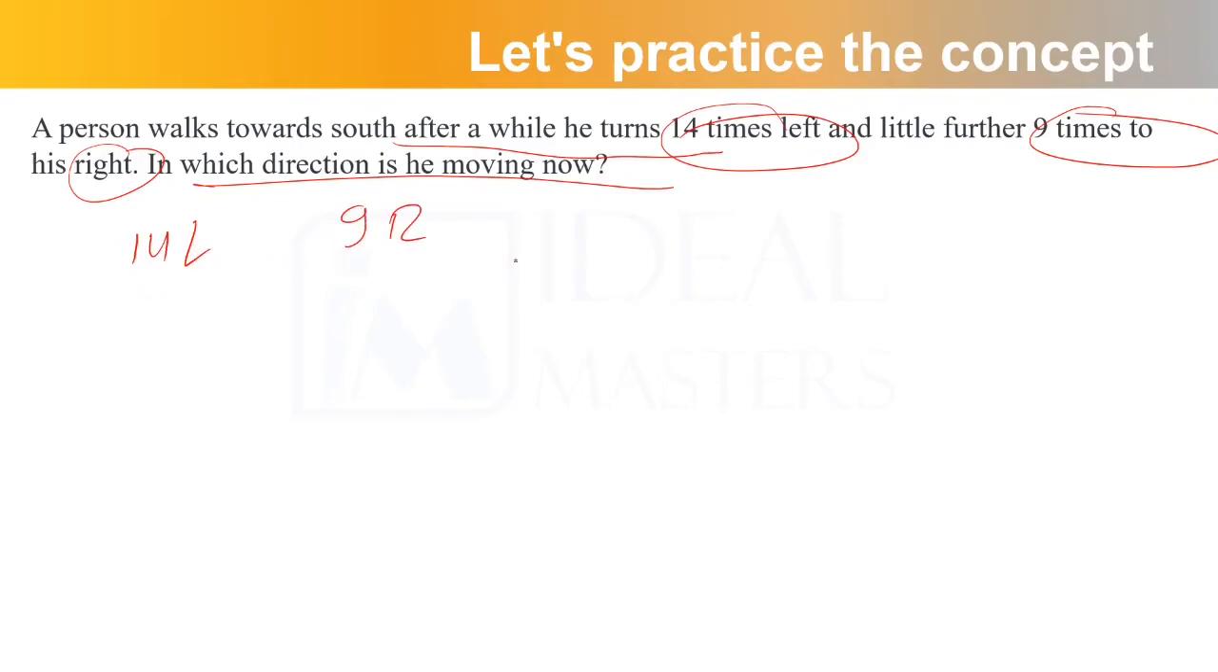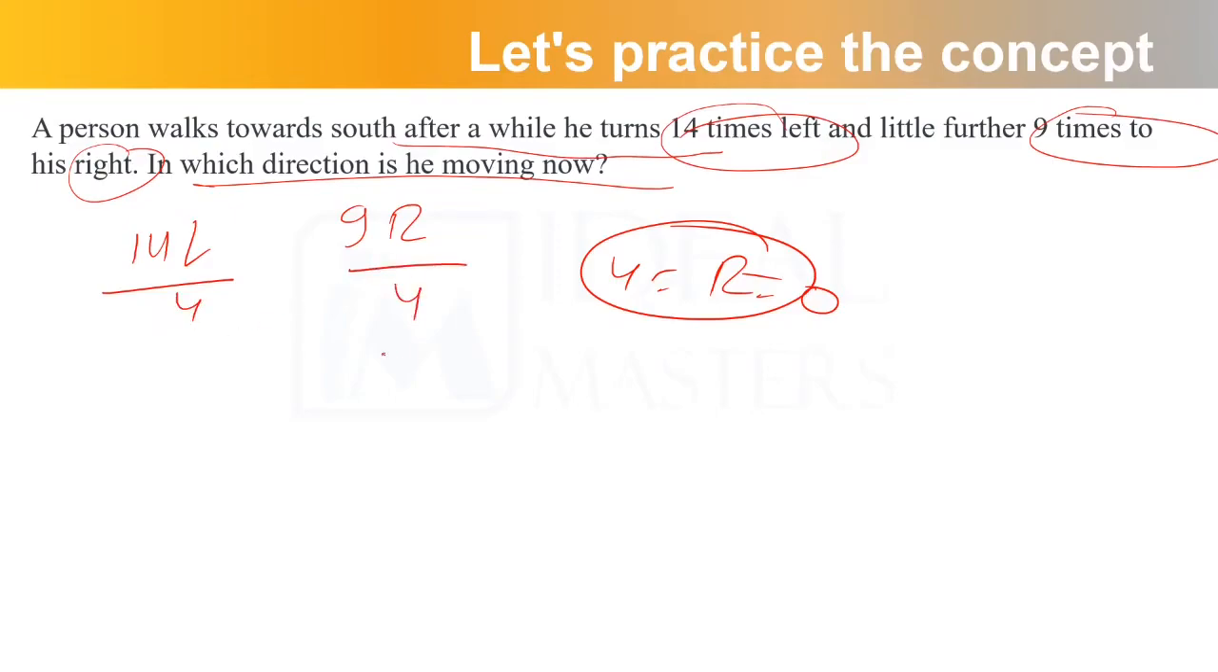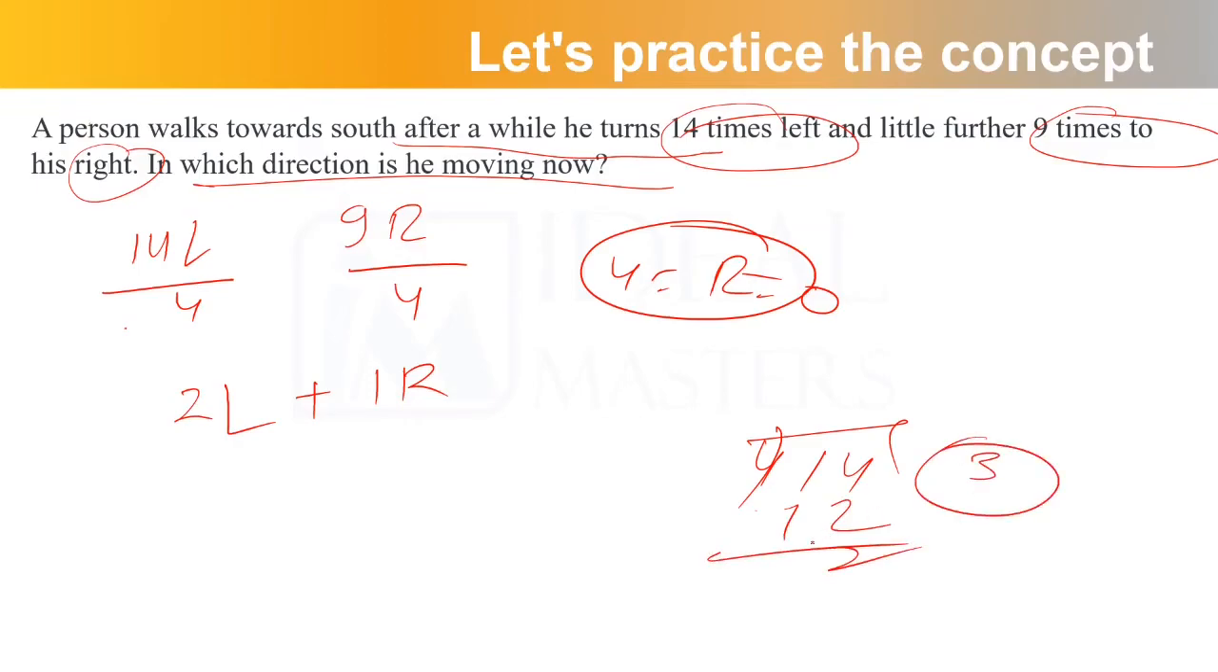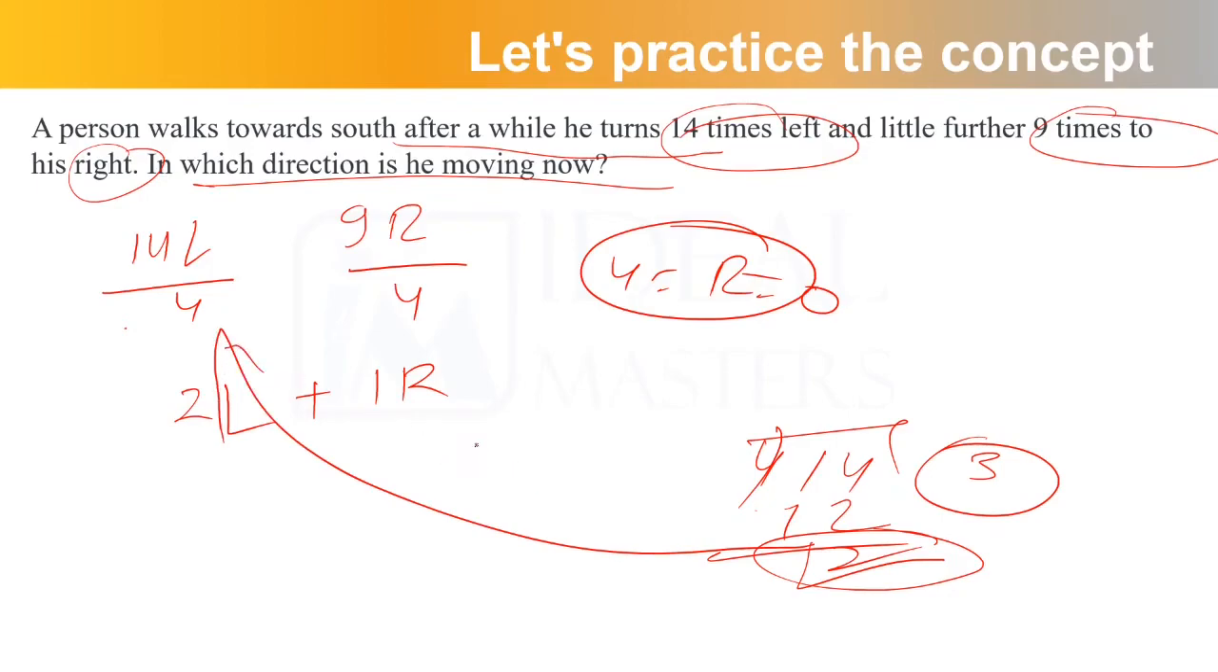We know that 4 turns means 1 round and impact is 0. So while turning 14 times to the left, the person completes 3 rounds and 2 effective turns. While 9R means 2 rounds and 1 effective turn. How do I find the count of rounds and effective turns? By a simple division. 14 divided by 4, 3 rounds and 2 the remainder as an effective turn. Why did I divide by 4? Because 4 turns means 1 round.